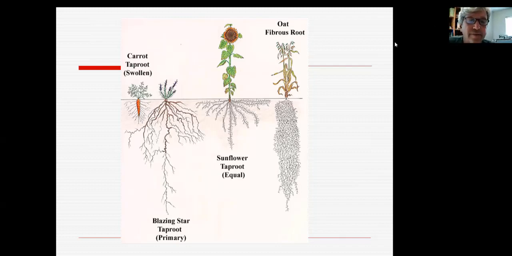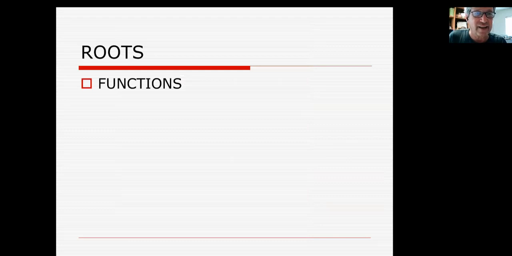And then the fibrous roots, they're all about the same size. Some are long, some are shorter, but they're about the same size. That's what we mean by fibrous roots. So this gives you a little bit of visualization of a swollen root versus a taproot, a primary taproot, and then equal taproots versus fibrous roots. Does that help y'all a little bit to see a picture of what we mean with those terms? I'll take that as a yes and move on.